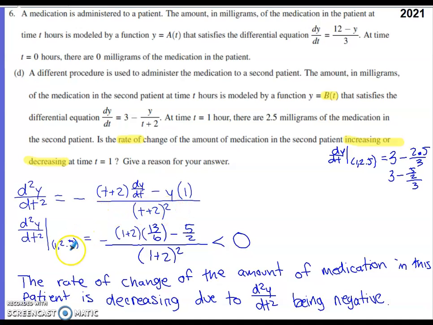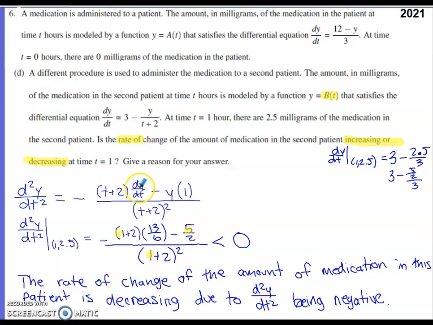I need to know what's going on with this second derivative at the 1 hour mark. Well, at the 1 hour mark, we've got 2.5 milligrams of medication within the person. I am therefore able to put 1 in place of my t's. So you see that happening here. And I also am going to be able to put 2.5, or 5/2, in place of the y.